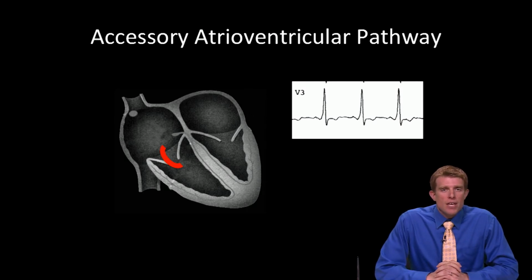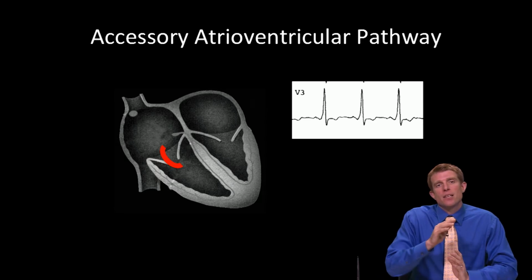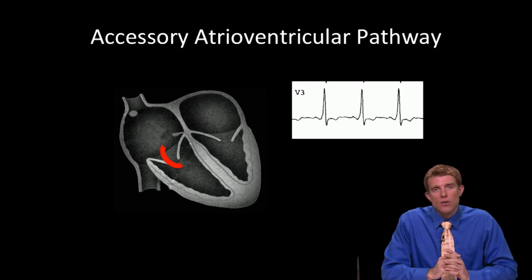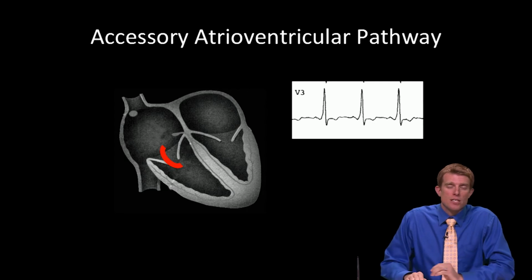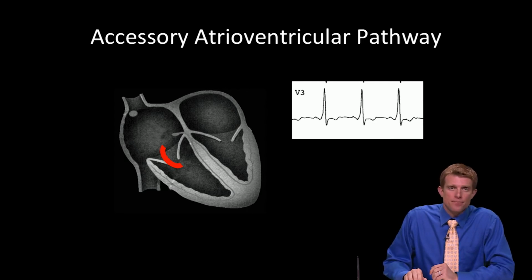Now, if you have an accessory atrioventricular pathway where electrical current or activity can go past from the atria to the ventricle without going through the AV node, okay, that's called an accessory pathway. And that then is what leads to AVRT.